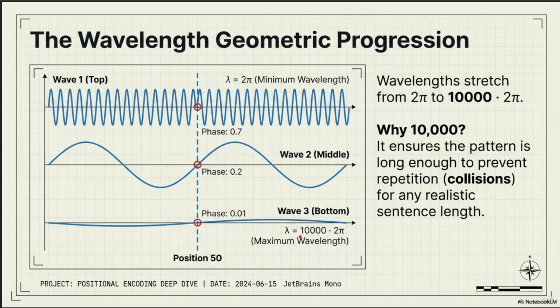So you might ask why this is the maximum. It is a tuning parameter chosen to be large enough so that the slowest wave, this one, doesn't complete a full cycle for any realistic sentence length. This prevents collisions where position 1 and position 1000 get the same code. If the wave doesn't repeat, the code remains unique. And that's what we're trying to achieve, basically.